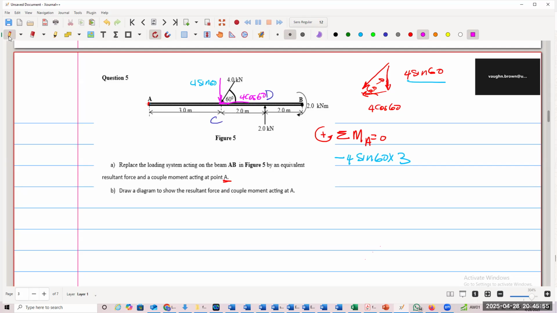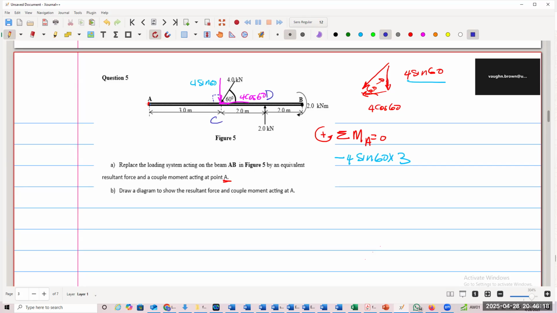So the perpendicular distance for each component. For this one, the vertical one has a perpendicular distance here. The force itself is coming down here, 4 sine 60, but its perpendicular distance from A is 3. So it's 4 sine 60 times 3, all right?